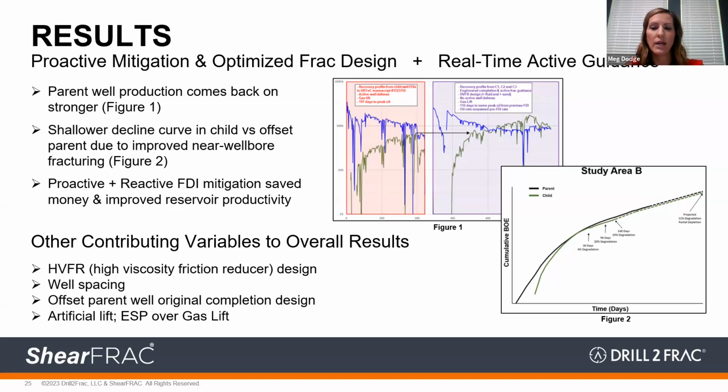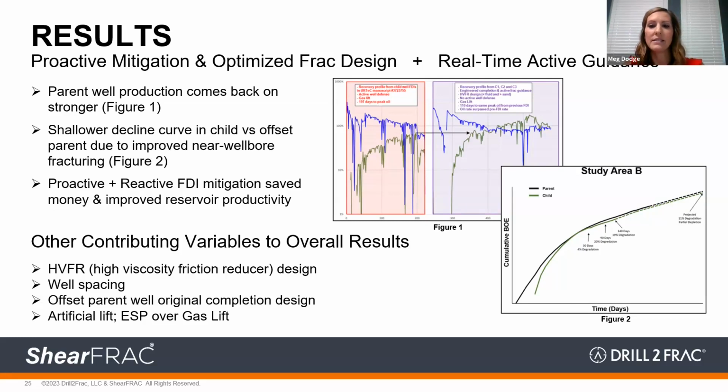They also received a shallower decline curve in the child versus the offset parent as a result of improved near wellbore fracturing and enhanced well uniformity. You see that in figure 2. There are also additional images similar to that in the paper as well. And as every operator hopes, money saving and overall improved reservoir productivity, right?